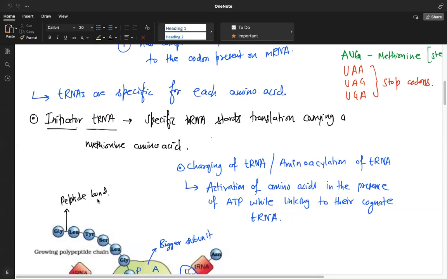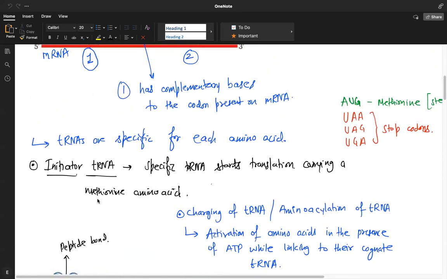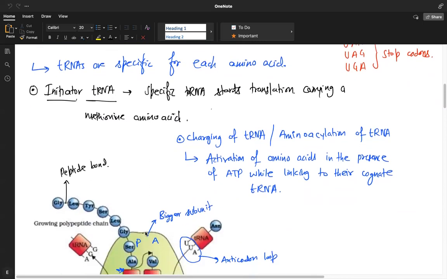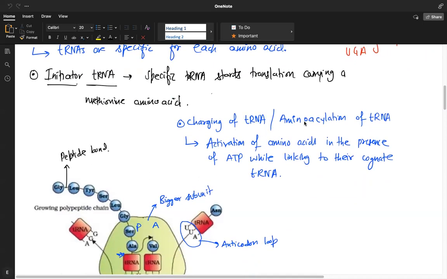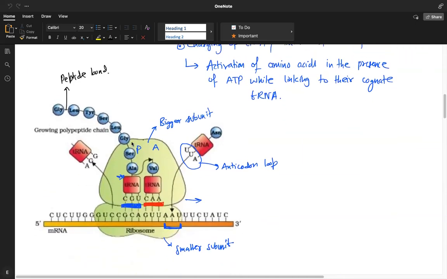Now I told you about the initiator tRNA. This is the specific tRNA that starts translation in any system. And as we know, what is the start codon? Start codon is AUG. So the initiator tRNA contains the amino acid methionine. Now charging of tRNA, or aminoacylation of tRNA, is the process by which amino acids get activated in the presence of ATP, and then they bind to their specific tRNA. Now this was the process of translation that we discussed.